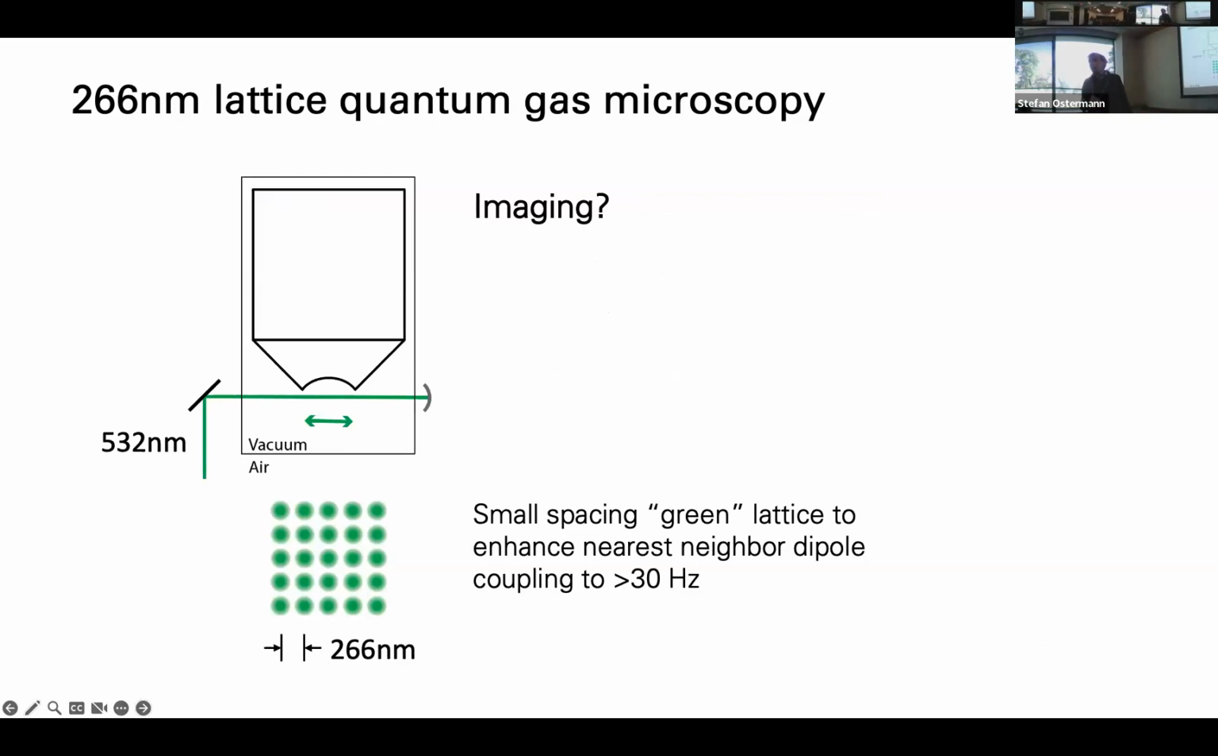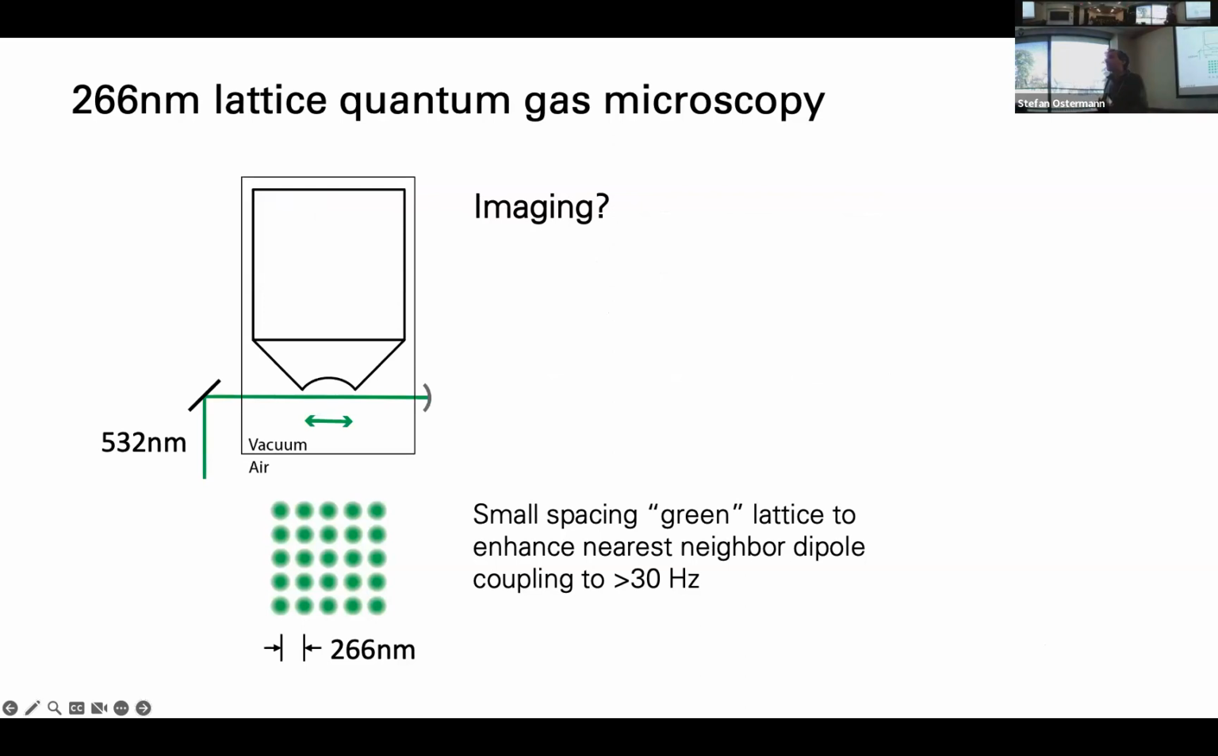But the question is, how can we turn this into a quantum gas microscope? Because it's very useful to image locally, right? But also for optimizing things. It helps so much that we can actually see what you're doing, essentially. But how did we do this?